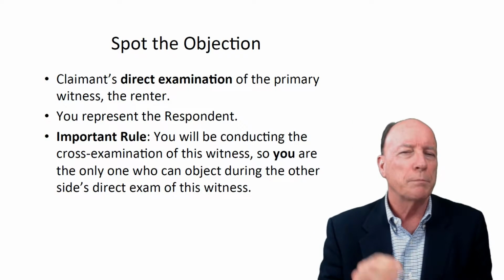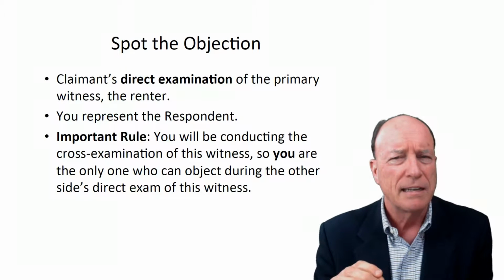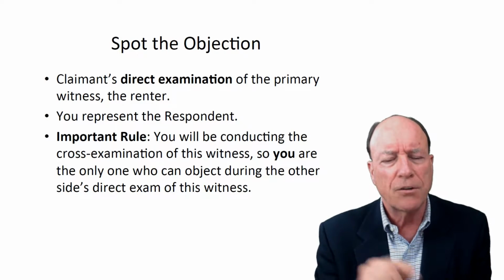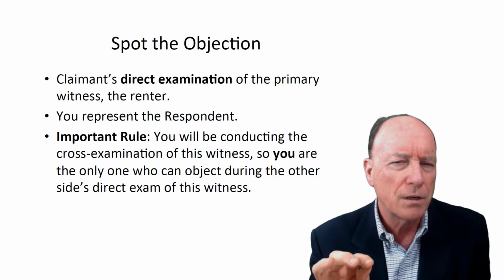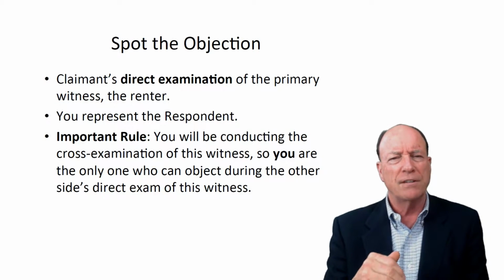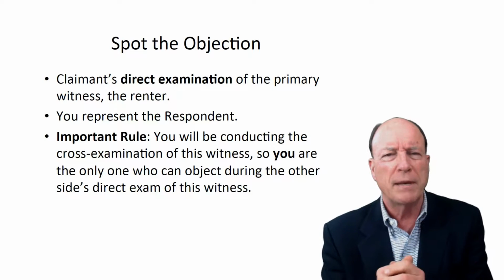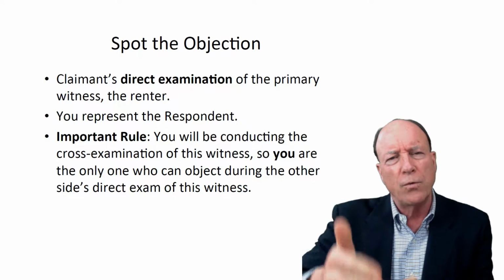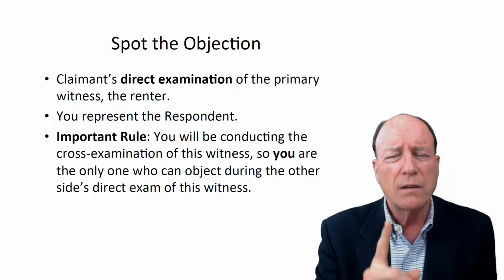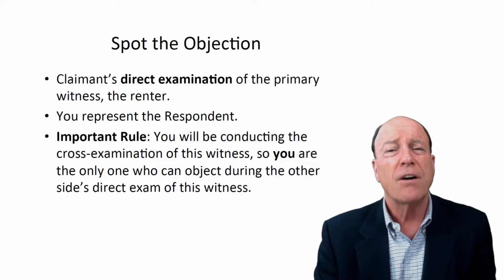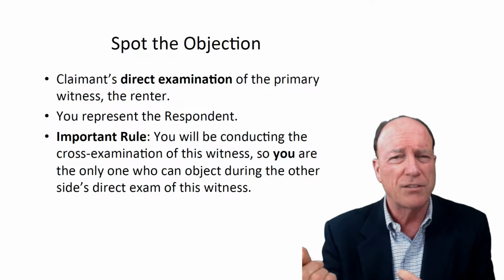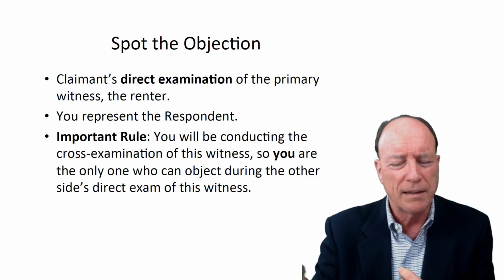Here's an important rule that applies to this tournament, and I've actually seen teams get tripped up by not understanding this rule. You will be conducting the cross-examination of this witness, so you are the only one who can object during the other side's direct examination of the witness. It gets a little confusing because of the order in which these events occur, but it is important to understand that only one lawyer at a time may be involved with a particular witness, either for a cross-examination or lodging objections to questions that are asked of the witness by the other side on direct.